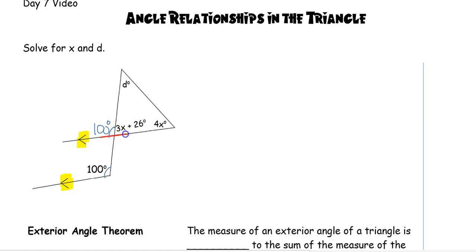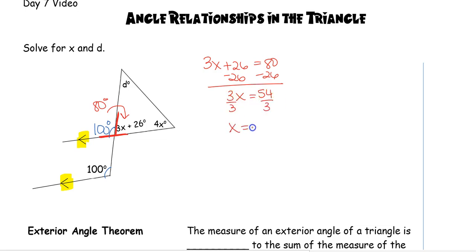Then the next thing I see is that these two angles make a straight line, which means that these two make a supplementary, a linear pair. So if this is 100, then this angle right here itself is 80. So if this whole angle is 80, I can set up an equation to solve for x. 3x plus 26 is equal to 80. We move our 26 over. 3x is going to be equal to 54. Divide by 3, and we find that x is going to be equal to 18.